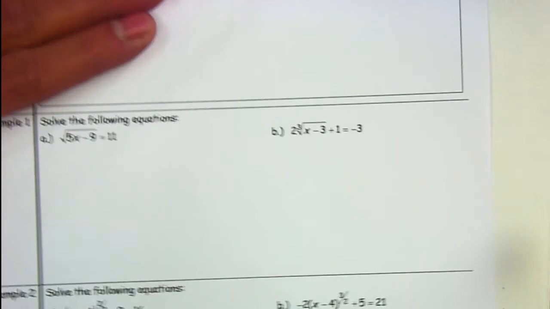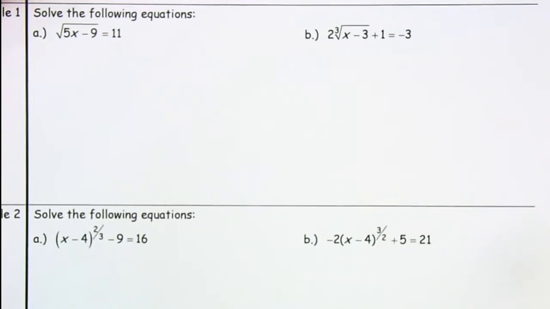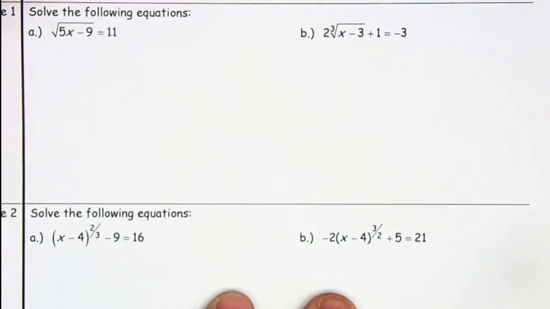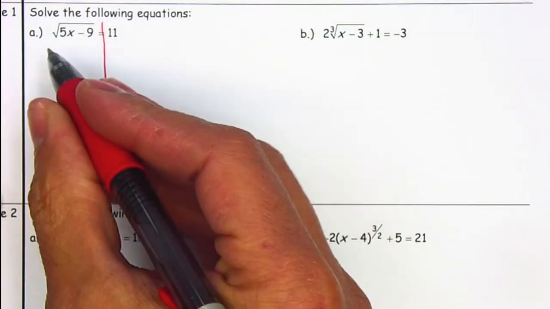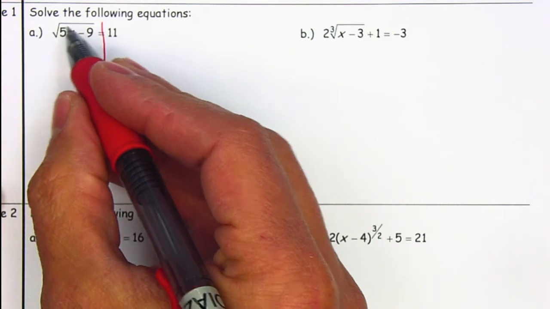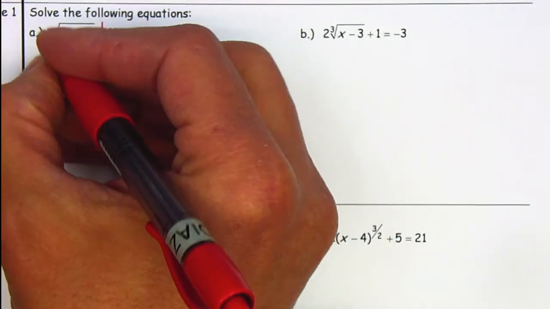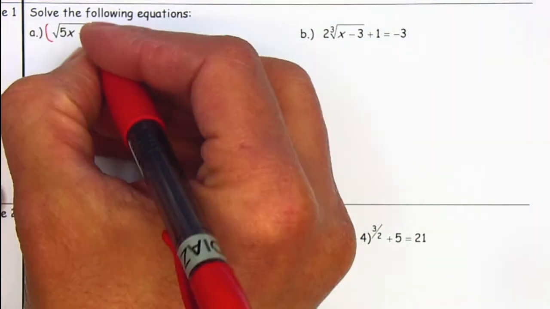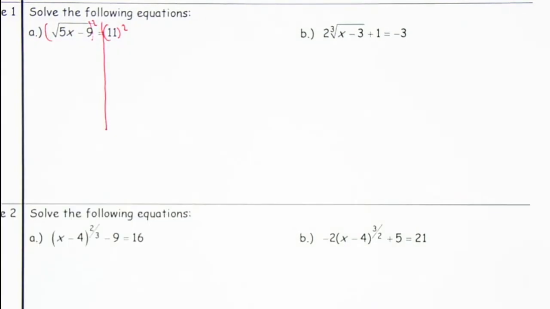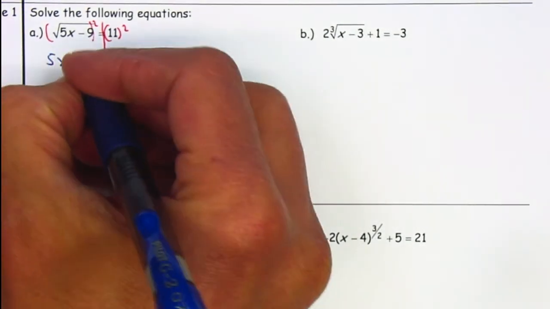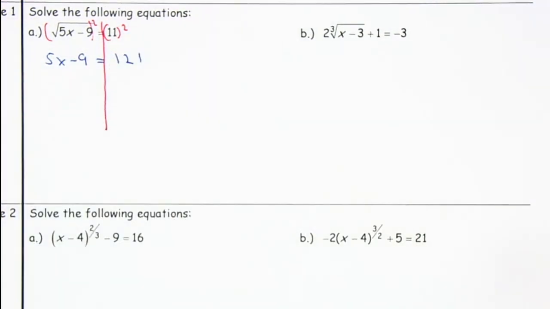But let's go and start with example number one. On example number one, we need to be able to solve the following equations. So we have two sides. I want to be able to leave the x by itself. Before I can do that, I want to be able to get rid of the square root. So the inverse of the square root will be the square. So we're going to square both sides. That will give me 5x minus 9 is equal to 11 squared, which is 11 times 11, which is 121. And now we can solve the equation.